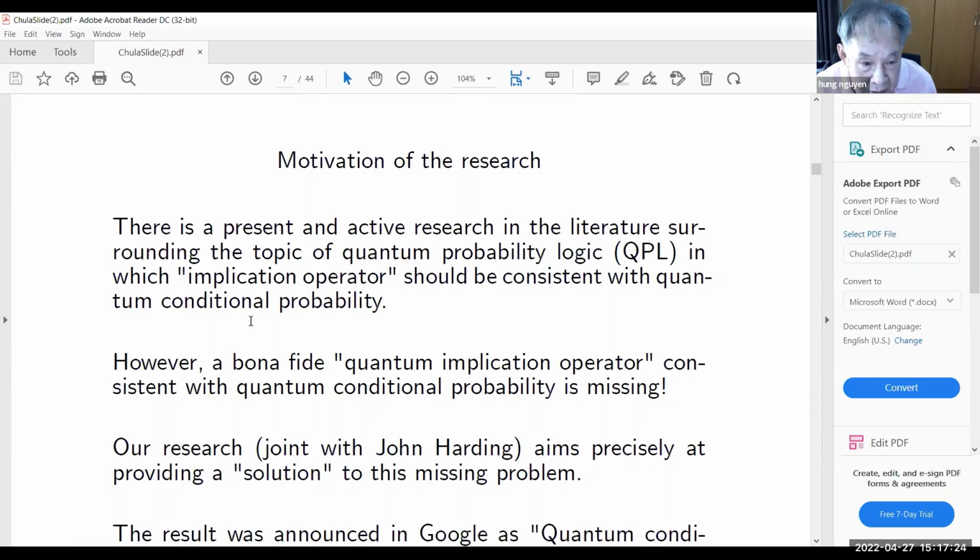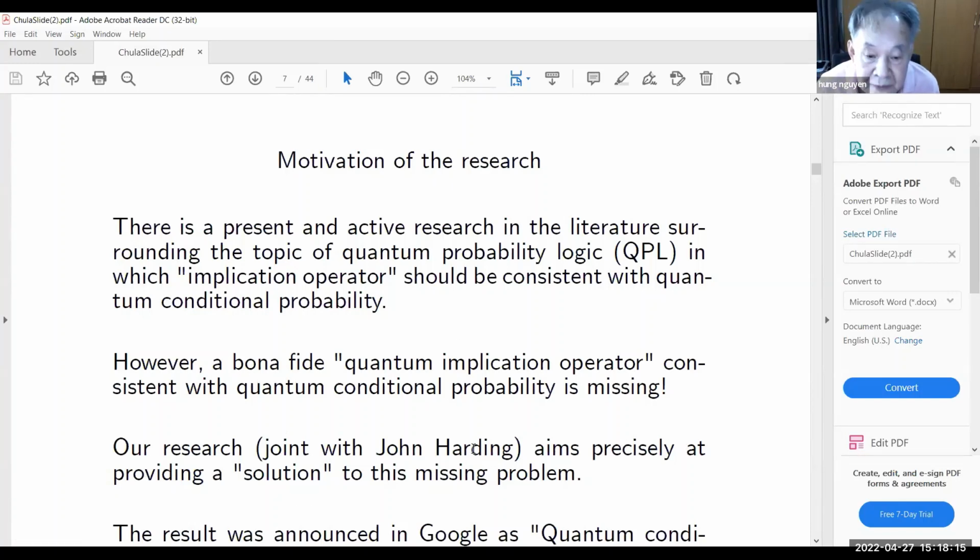That is called the implication operator. That means if something, then something. And the question is whether that statement is correct or not. However, a bona fide, meaning legitimate, quantum implication operator consistent with quantum probability means we use probabilities to represent the truth value. You cannot say if you throw a coin, it will land heads. You can only say if I throw the coin, I will get heads with truth value 50%. That's the difference between an ordinary thing and a thing involving uncertainty.